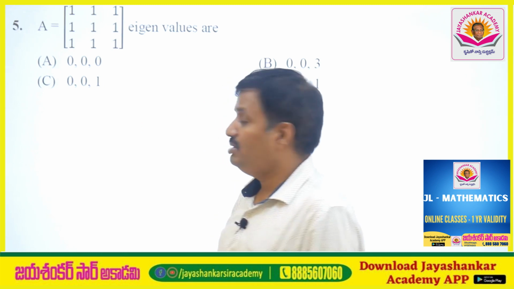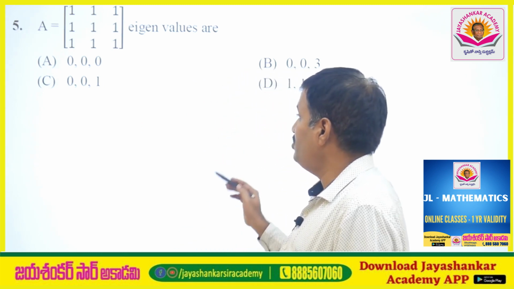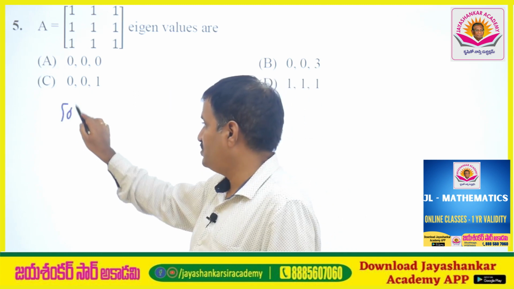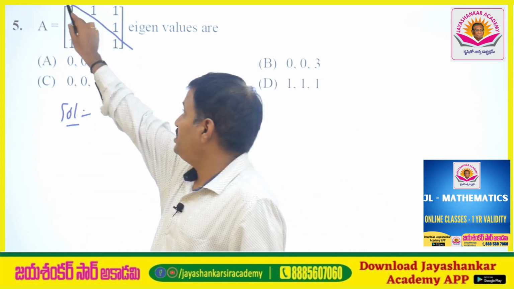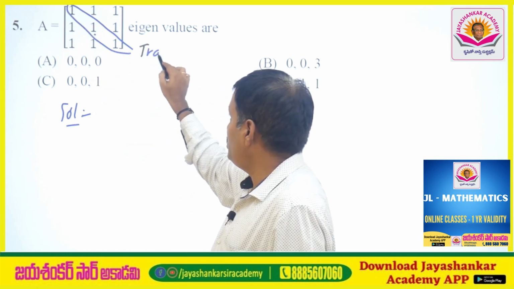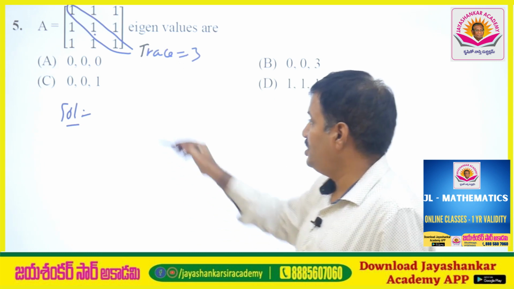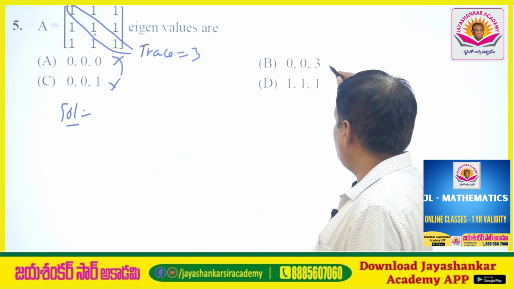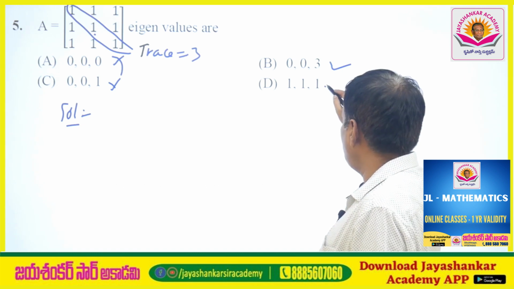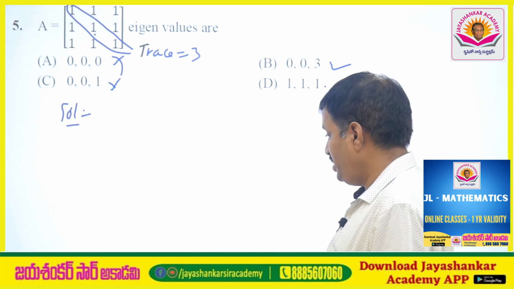So coming to our next bit, find the eigenvalues of the matrix. The solution here is as follows. What is the trace of the matrix here? Trace is equal to 3. The sum of the eigenvalues is 3 here. Option A is wrong. C is also wrong. So one of B and D is correct here.